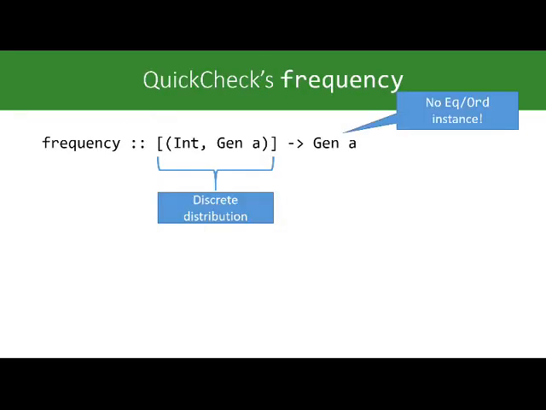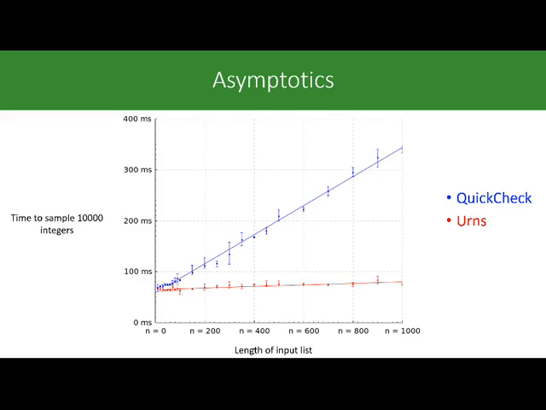What's the experiment we did? We generated lists of numbers. So when you see n is 1,000 here, we have an input list of 1,000 different numbers, all with weight 1, so it's a uniform distribution. And we used both frequency and urns to sample 10,000 integers from that. And obviously, you can see the asymptotics here. When you increase the size of the input list to something that is probably impractical, urns dominate. Like, we can clearly see the asymptotics.